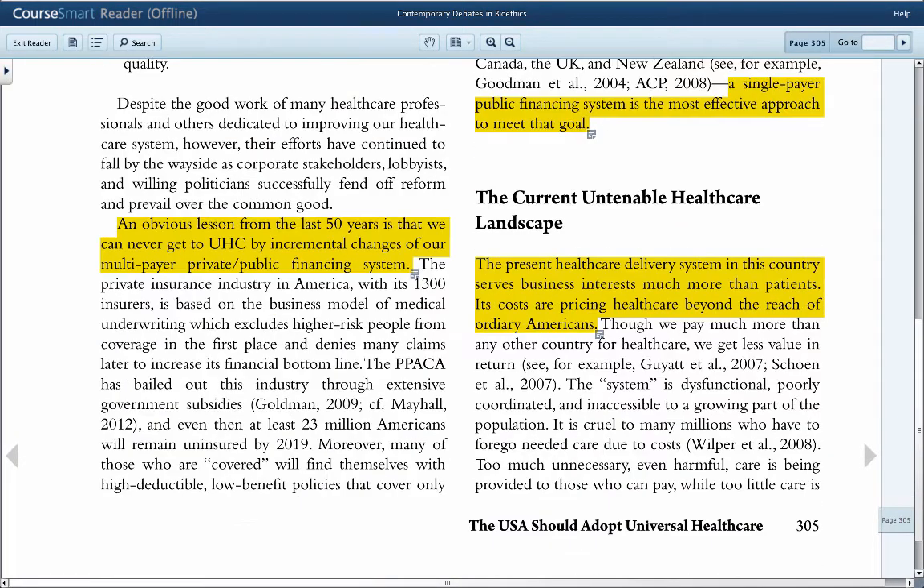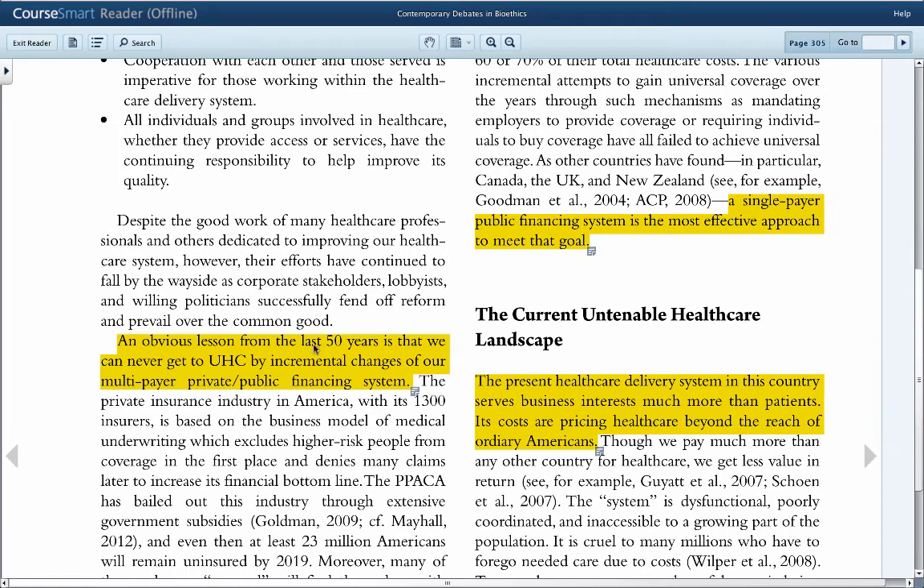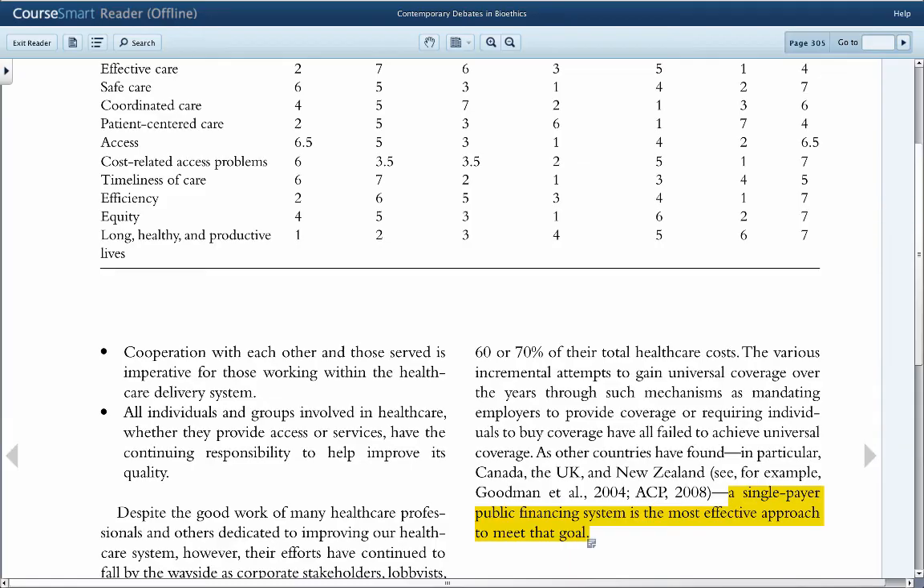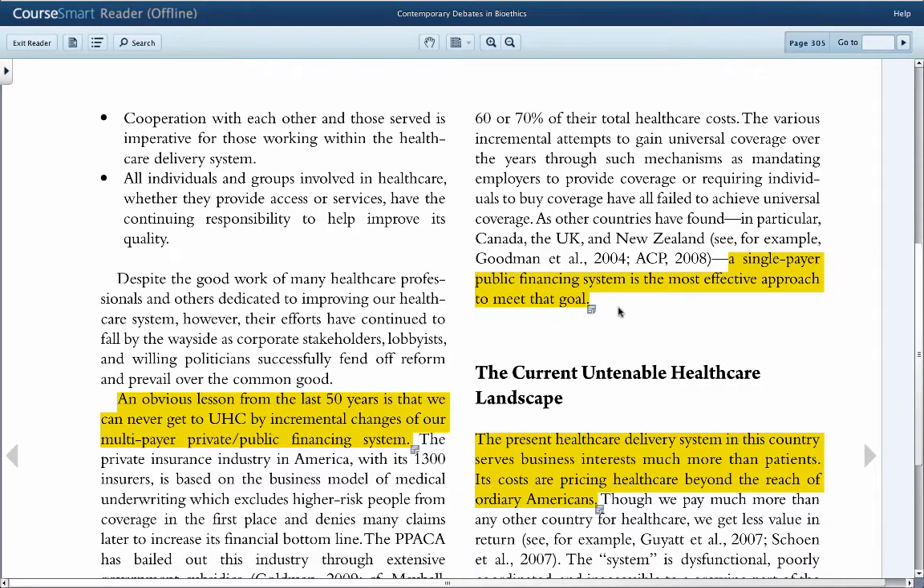Now, what's the lesson from the last 50 years? He says we can never get to universal healthcare by incremental changes of our multi-payer private-public financing system. We need to rather do it in some sort of a big swoop towards a single-payer public financing system. He thinks that's the most effective approach to meet the goal of universal healthcare.